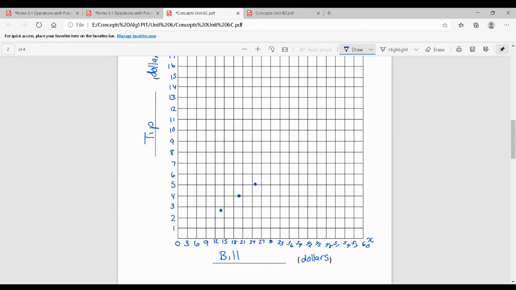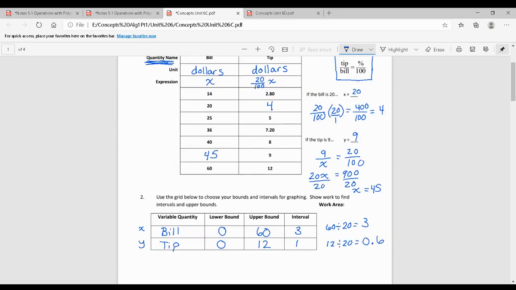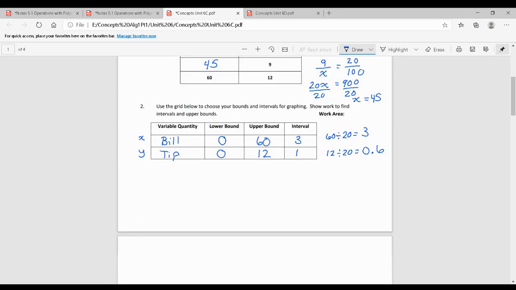Okay, so I'm going to walk through this because I know some people are still struggling with this. The wind is crazy outside. So please pay attention. The first point I plotted says 14, 2.8.